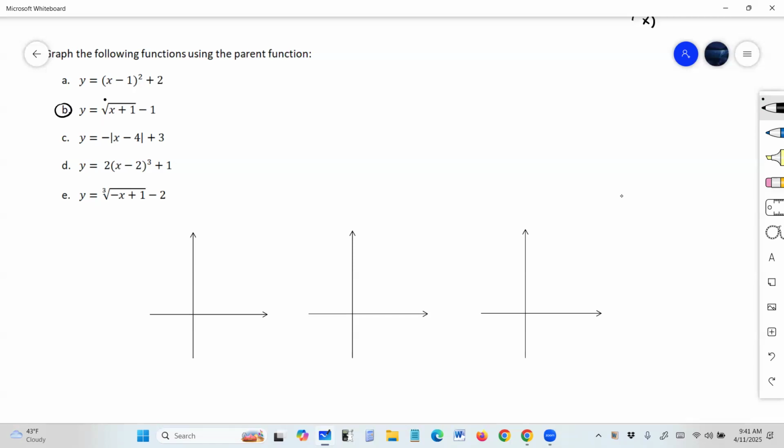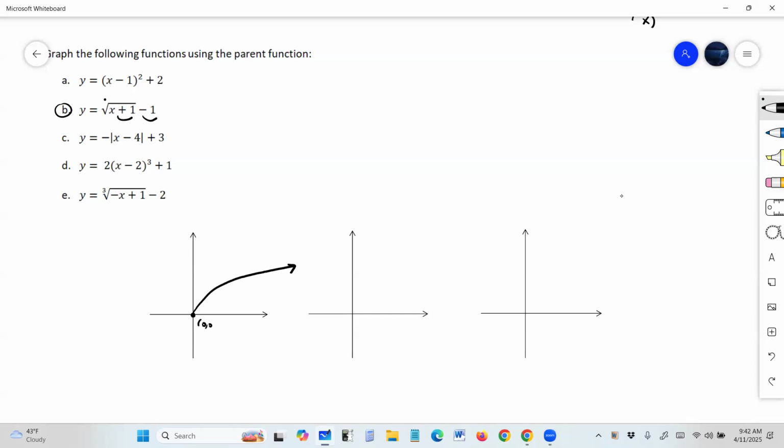I have a square root function. I have one transformation down. So this is a shift down by 1 unit. And this is a shift to the left by 1 unit. So I identified the parent function, identified the transformation. So I'm going to graph the parent function. So here's the square root function.